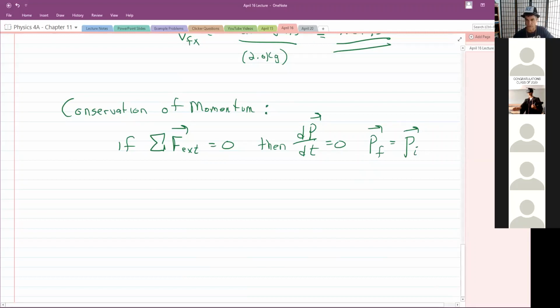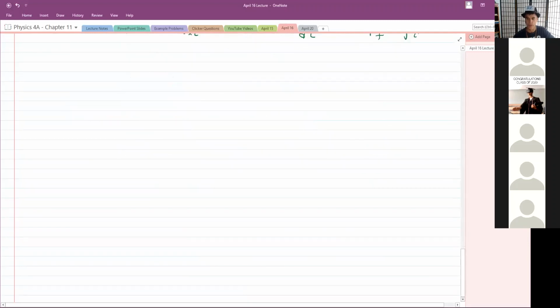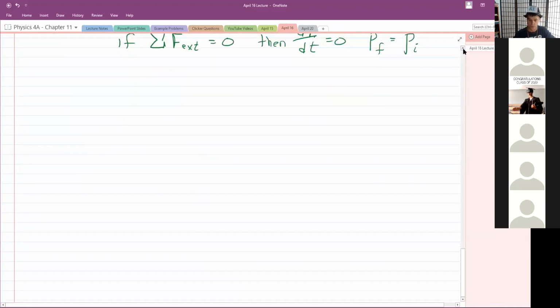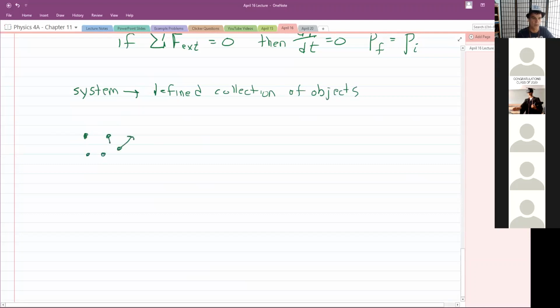So let's derive this because it's kind of a cool derivation. Keep in mind your system, just like before, you get to define your system, and it's just a defined collection of objects. So let's say I have maybe 5 particles, and they're all moving in different directions. And I define my system as all 5 particles.